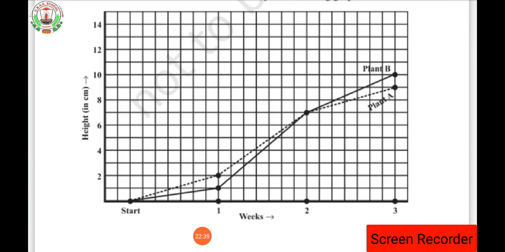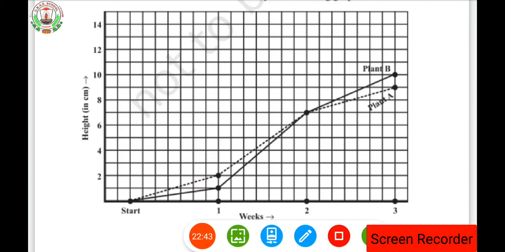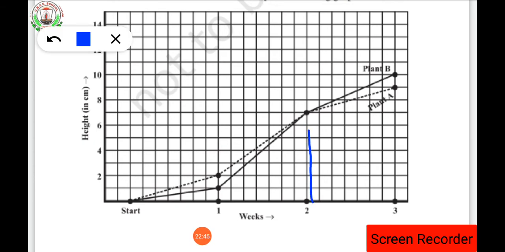Now in the C part, how much did plant A grow during the third week? How much it grows means we have to see its height. In the second week, the height of plant A is 7, isn't it? But in the third week, the height is between 8 and 10, that is 9. So how much greater is the height? 9 minus 7, so 2 centimeters. Now understood up to here?